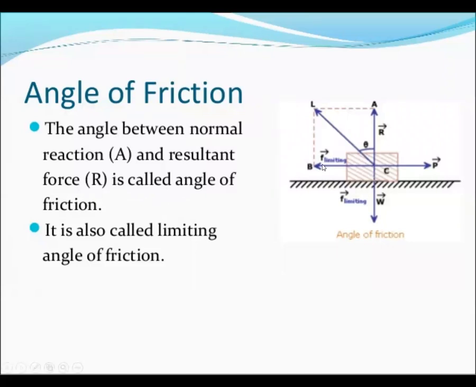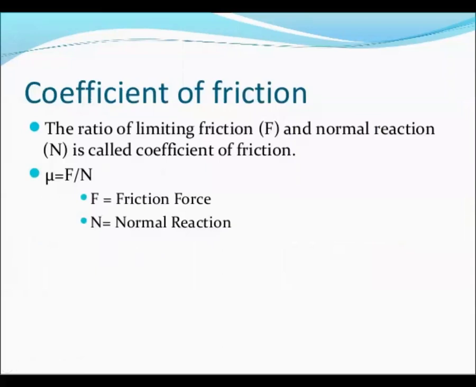This is the total resultant reaction and the normal reaction. The angle between the normal reaction and the resultant reaction is called the angle of friction. It is also called the limiting friction.